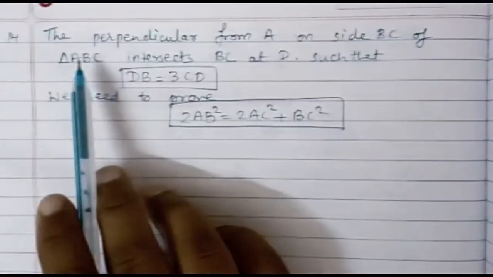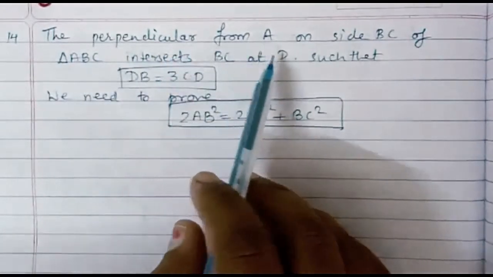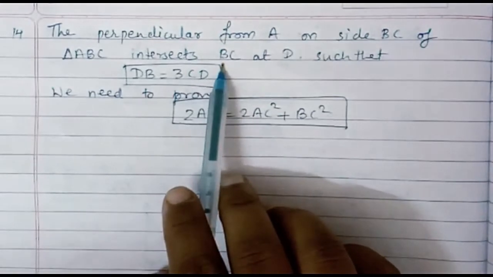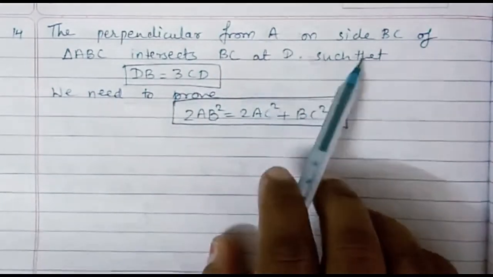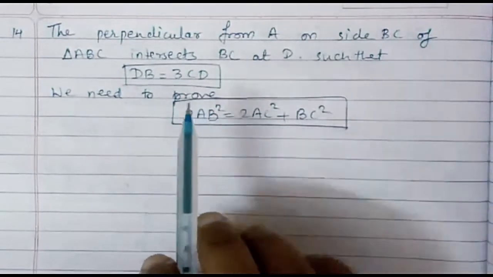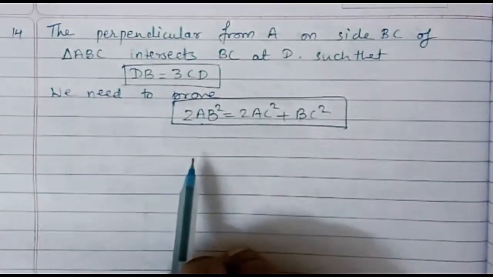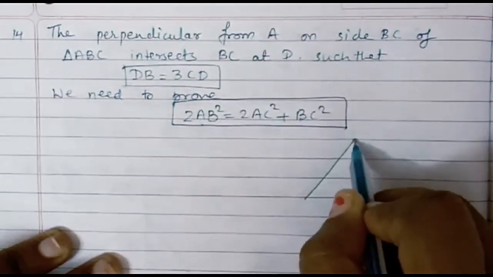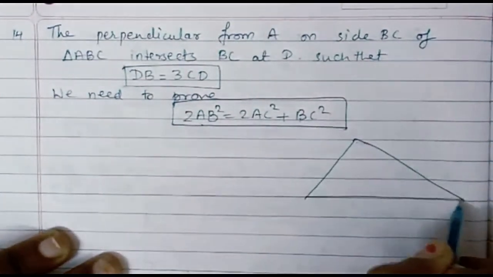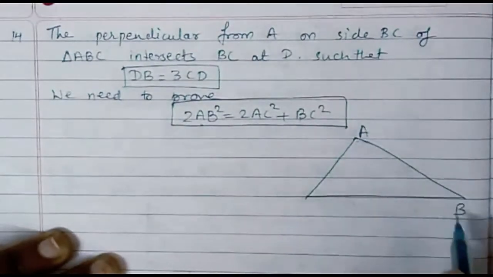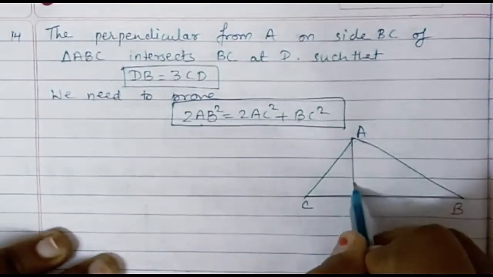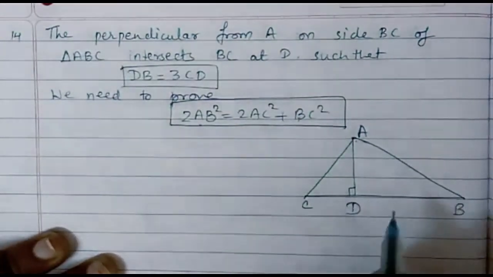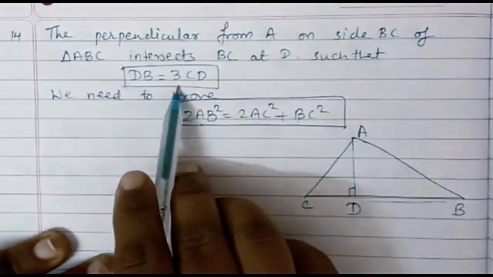Let us prove one more result. The perpendicular from A on side BC of triangle ABC which intersects BC at point D such that DB is 3 times CD, and we need to prove this result. So first of all, try to understand the figure very clearly. If I am drawing any triangle, suppose this is triangle A, B and C, and I am drawing a perpendicular from A which intersects BC at point D. So we get BD is thrice of CD.